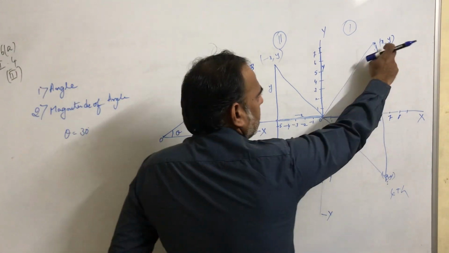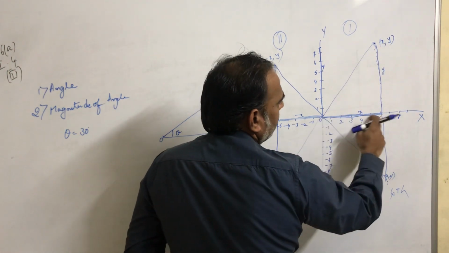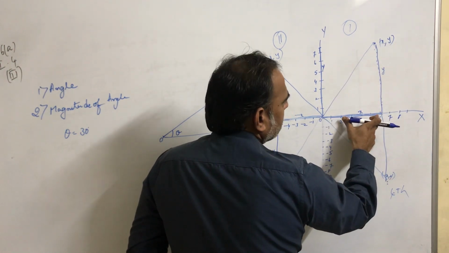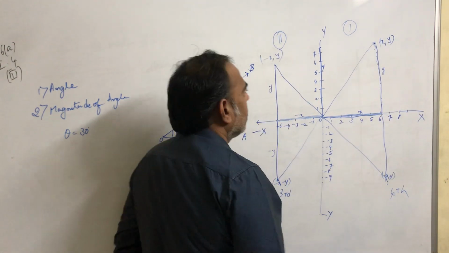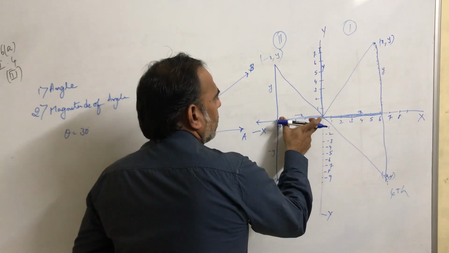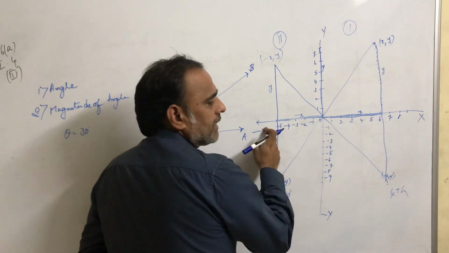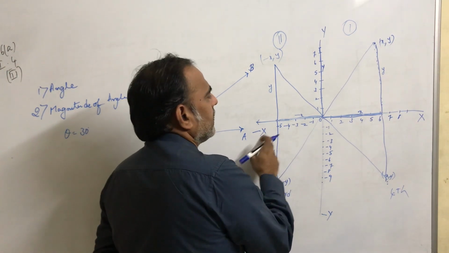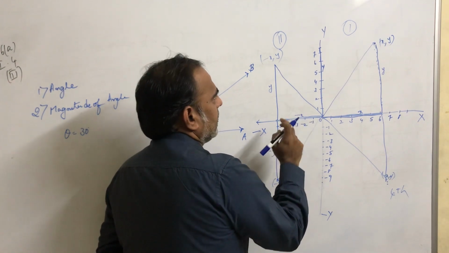See, let us say this is (x, y). How will we reach this (x, y)? We need to traverse x units along the x direction and y units along the y direction. This is (minus x, y). We need to traverse minus x units. Actually, it is x units in the minus x direction. That is why we need to represent this with minus x.